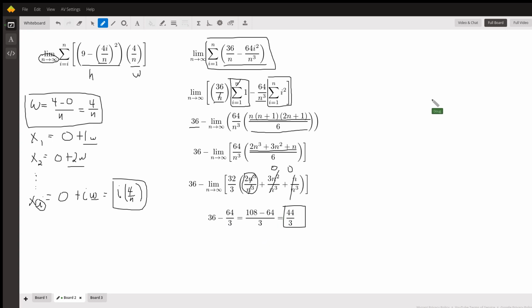So there's how you would calculate the exact area using the definition, or the limit as n approaches infinity of a Riemann sum. Hopefully that's what you were looking for.